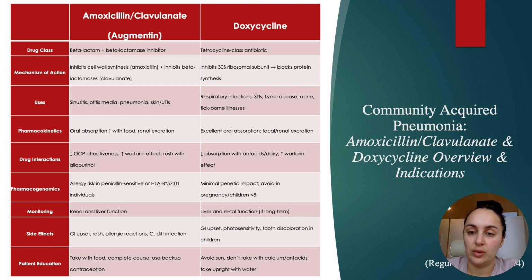Doxycycline has excellent oral absorption, is widely distributed in the tissues, minimally metabolized in the liver, and excreted primarily in feces and urine. It interacts with antacids, iron, calcium, and magnesium, which reduces its absorption, and may also potentiate the effects of warfarin. In terms of pharmacogenetics, it has minimal known genetic variability, but caution is advised in pregnant women and children under the age of 8 due to tooth discoloration. Monitoring includes liver and renal function with prolonged use. Side effects include GI upset, photosensitivity, and esophagitis.